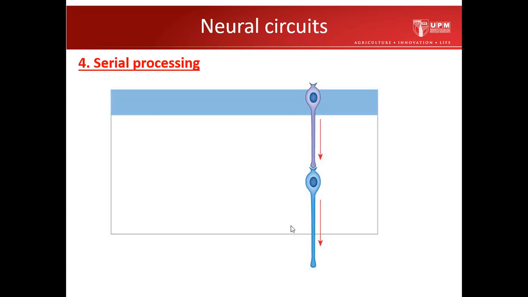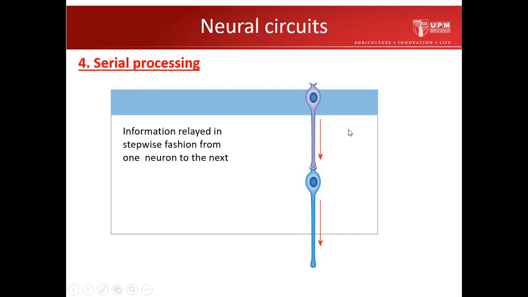Next is serial processing. In serial processing, the information is relayed in a stepwise fashion from one neuron to the next neuron. In this picture you can see that the information travels in a single line. This type of neuronal pool controls the pain pathway.